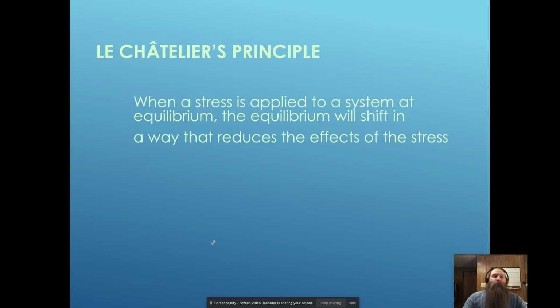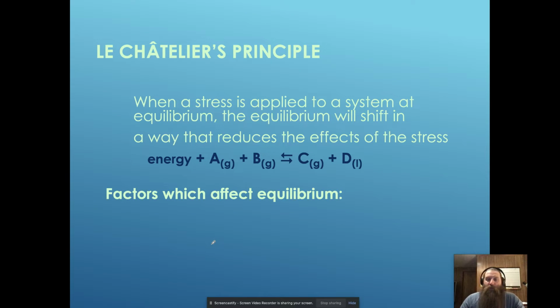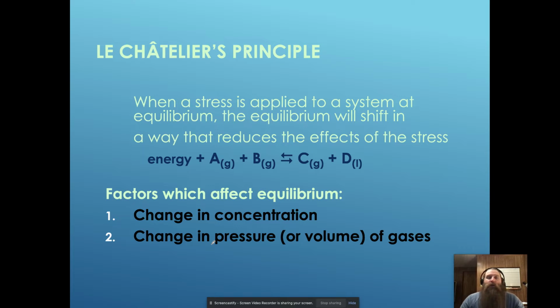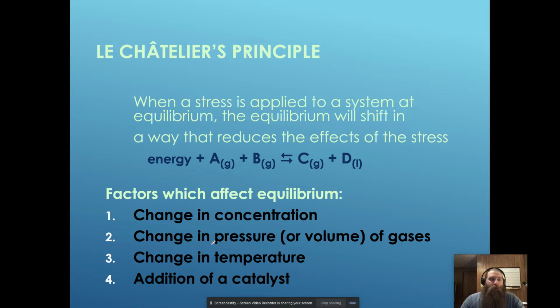All right. So if you look at a general equation, some form of energy coupled with A and B is at equilibrium with C and D. And there are some factors that can affect equilibrium, right? If you change the concentration of any one of those items, then there has to be a change in order to adjust for that, right? If you change the pressure or the volume of a gas, that is going to change equilibrium, right? If you change the temperature, that's going to change the equilibrium. And if you add a catalyst, right?